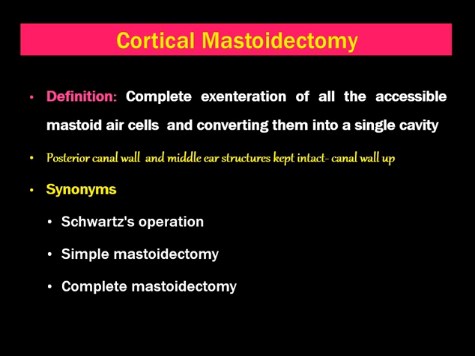Cortical mastoidectomy is defined as complete exenteration of all the accessible air cells and converting them into a single cavity. Here we try our best to remove all the accessible air cells. We don't remove the inaccessible air cells like peritubal, perilabyrinthine, petrous air cells.